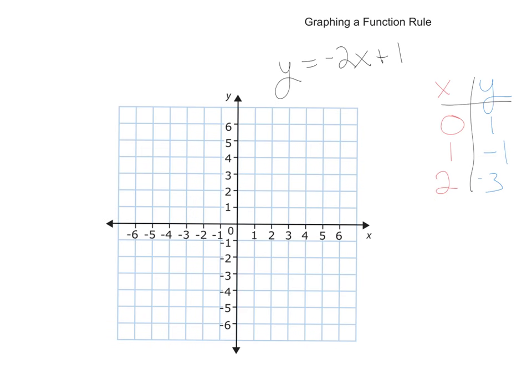Now I'm going to take this data that I found and graph it on this coordinate plane. My first point is 0 on the x-axis and 1 on the y-axis. That's right there. Our next point is 1, negative 1. We go to 1 on the x-axis and negative 1 on the y-axis, right there. Our last point, 2 and negative 3, is right there. Then we can just draw a line going through our 3 points, hopefully straighter than that. And we have graphed this function rule.